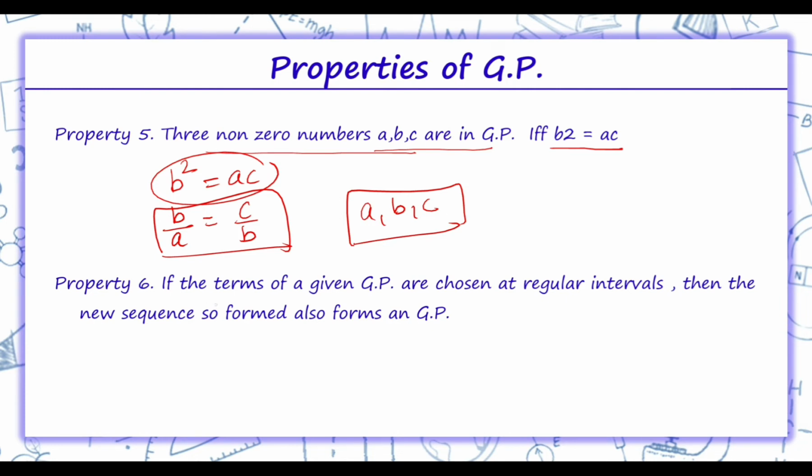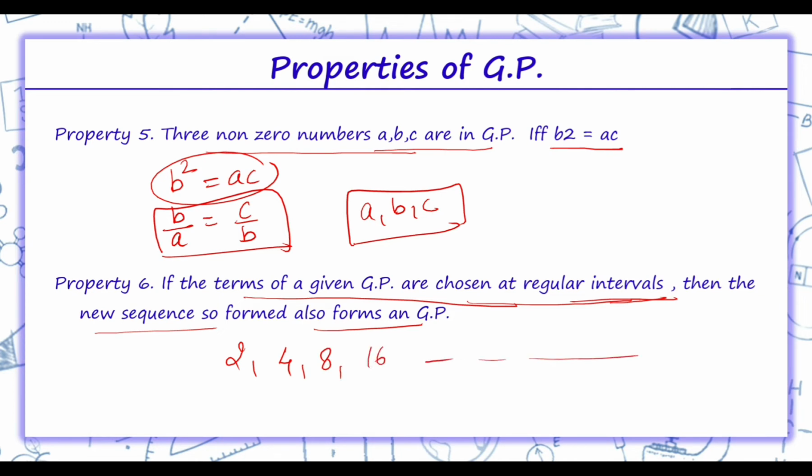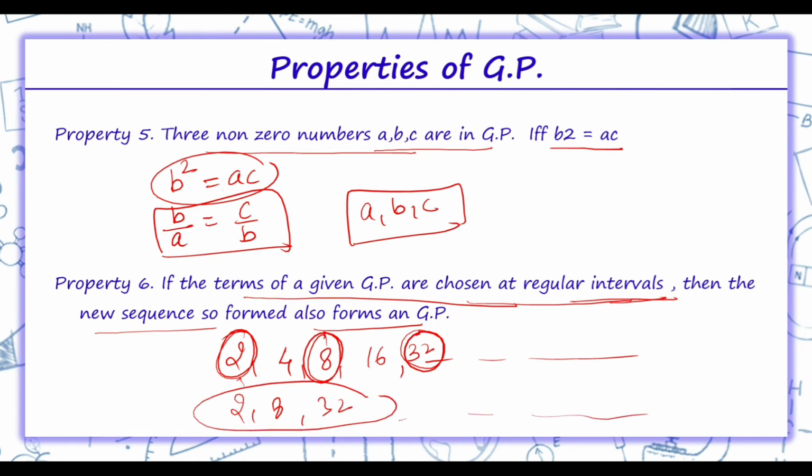Next property is if the terms of the GP are chosen at regular intervals, then the new sequence so formed is also a GP. We are choosing some terms from the GP only. Let's suppose I have 2, 4, 8, 16, and so on, which are in GP. Now I am choosing the terms at regular intervals, like I choose 2, then 8, then after that 32. The new sequence which will be formed over here will be in GP only.